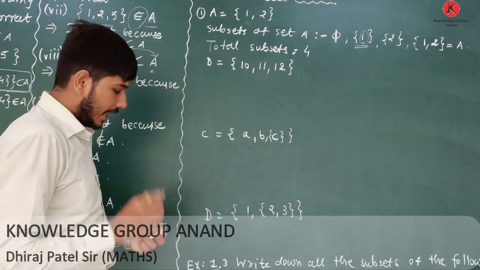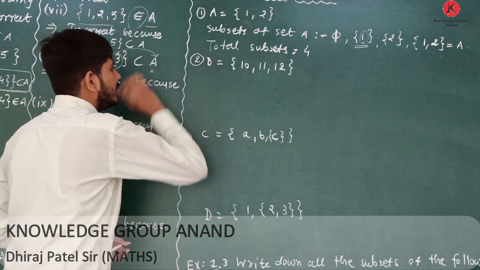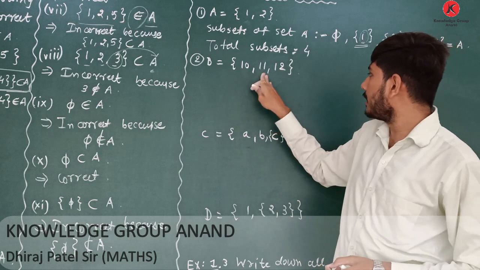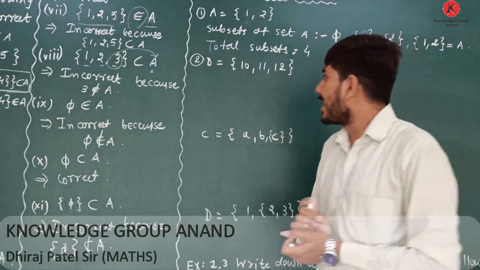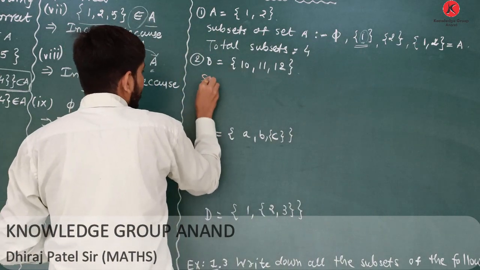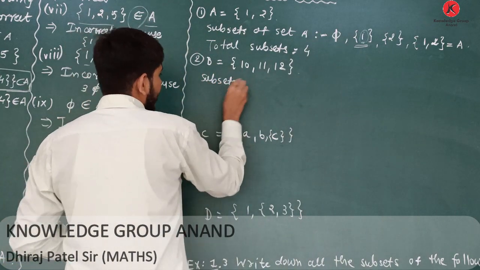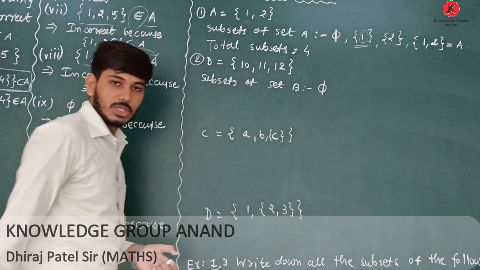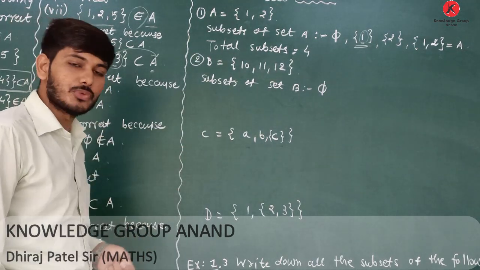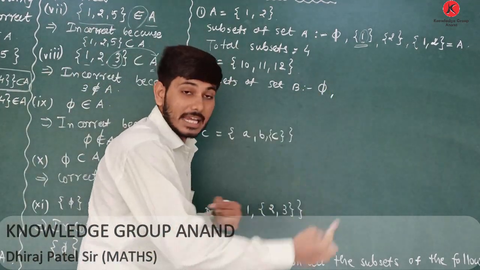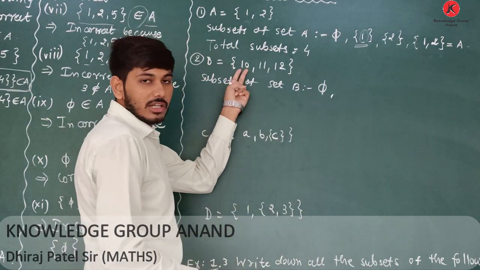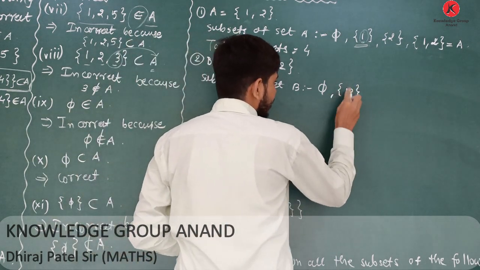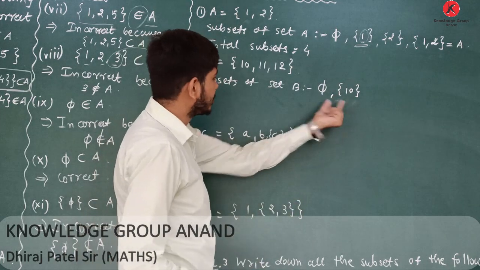Next one. The second set is given, set B equals {10, 11, 12}. There are 3 elements: 10, 11 and 12. Now list out all the subsets of set B. First of all, start with the null set, because this is the property: the null set is a subset of any set. Next, going with singleton sets. Singleton set means first of all take one element and put it in curly brackets. Therefore this is a subset of this set.